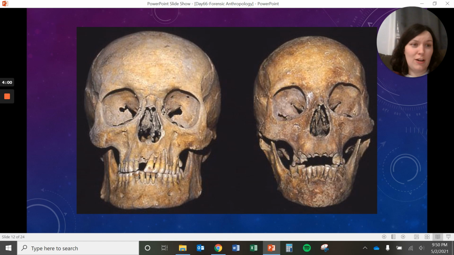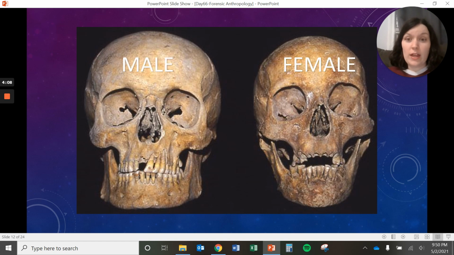Okay, so you can pause the video and decide which one of these is a male skull and which is a female skull. Okay, so the one on the left is a male and the one on the right is a female skull.